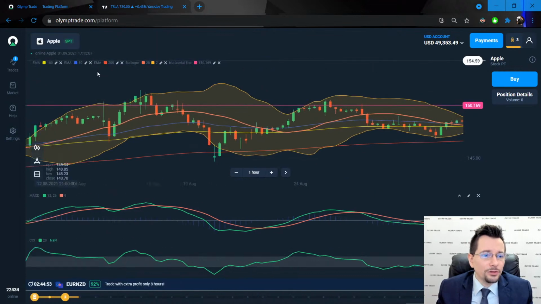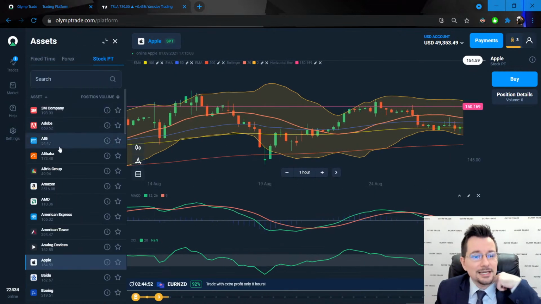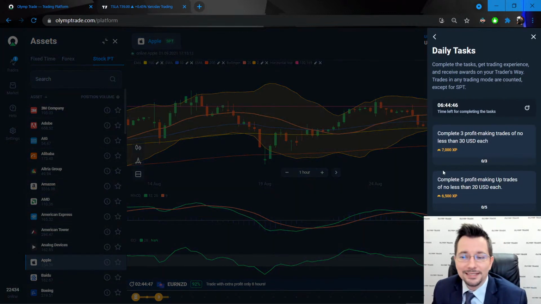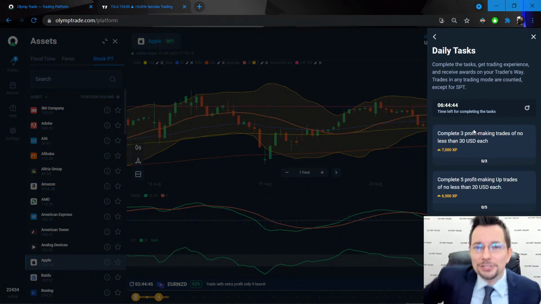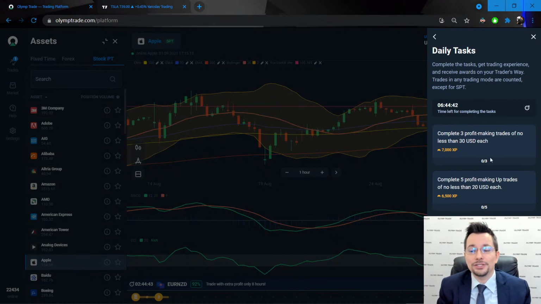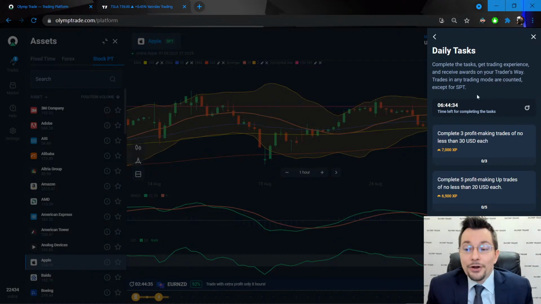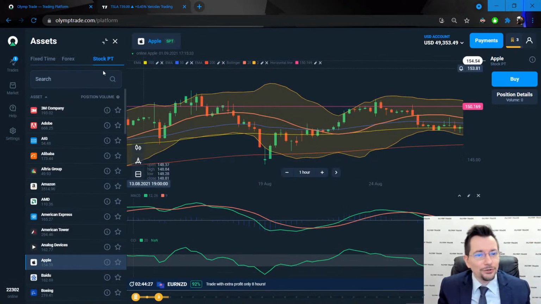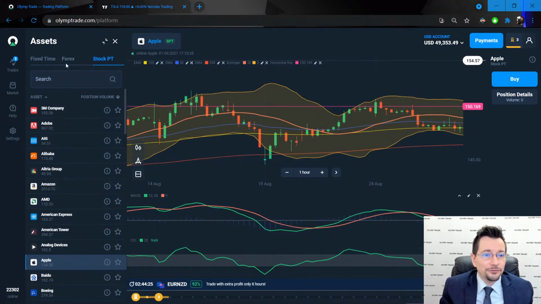Let's go on because we have a large list of assets that I want to look at, and I also want to open a trade. My daily task for today is to open a trade for at least $30 in the up direction. You guys can see that they all have kind of the same motive, going up at least 30 bucks, and they have to be profit making. So I'm looking for five $20 to $30 profit making trades in the up direction. So obviously the stock SPT platform is good for me.